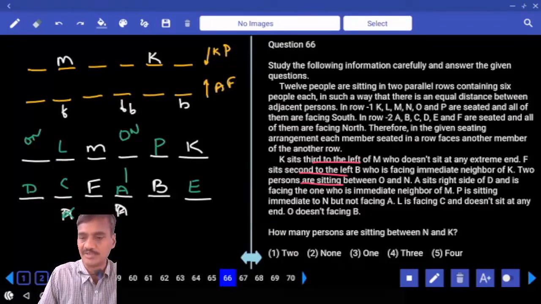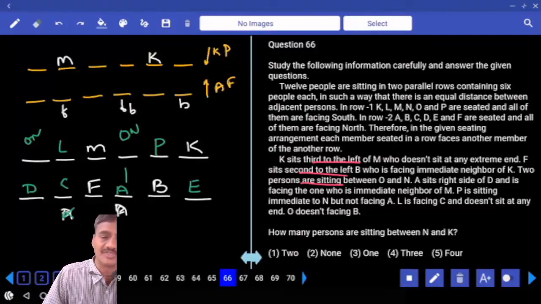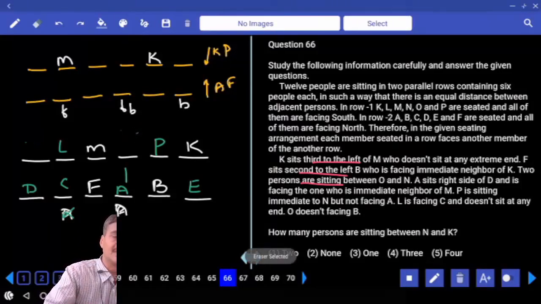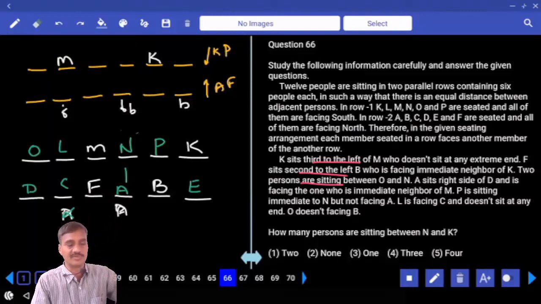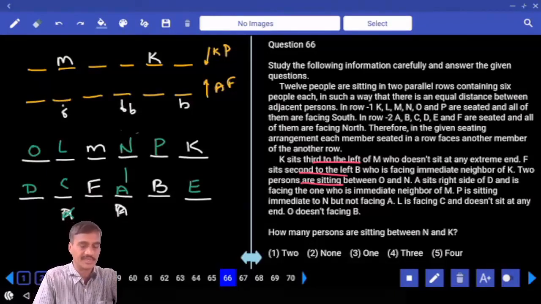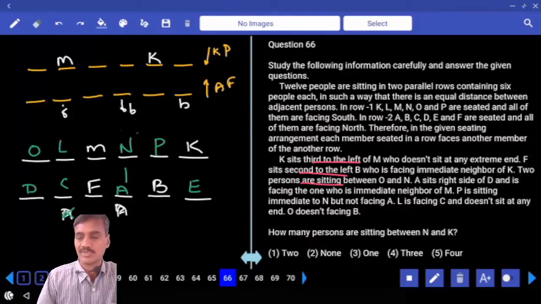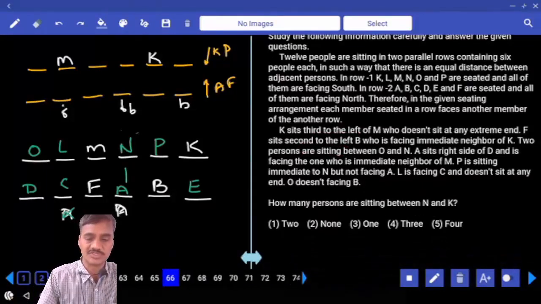Now if P is here, P is sitting immediate to N but not facing A. Hence P and N are adjacent to each other, N is here. Now if N is here, O is here. Hence what is the final arrangement we have? O L M, N P K, D C F, A B. Clear now? Now this is about question number 66 to 70.